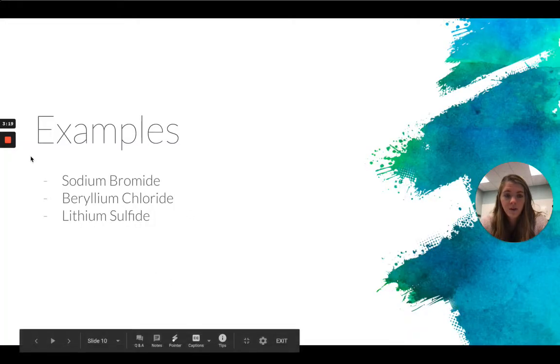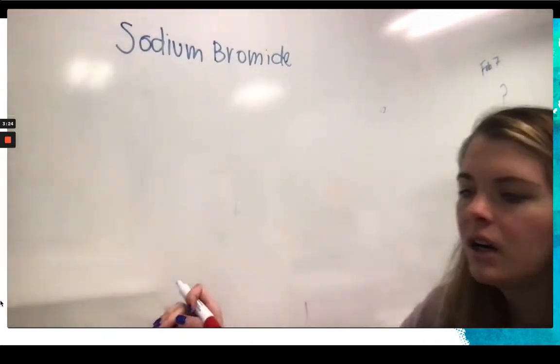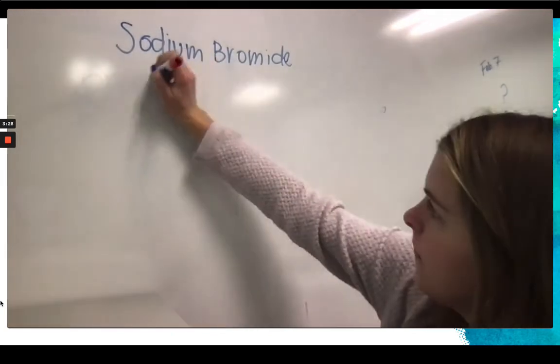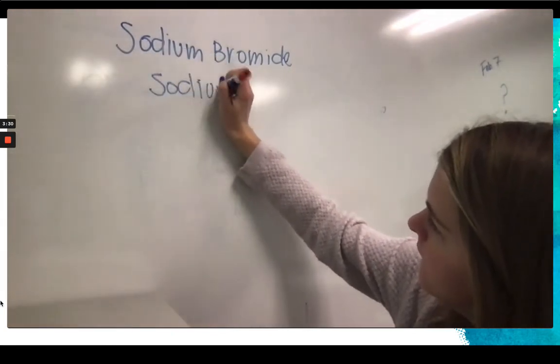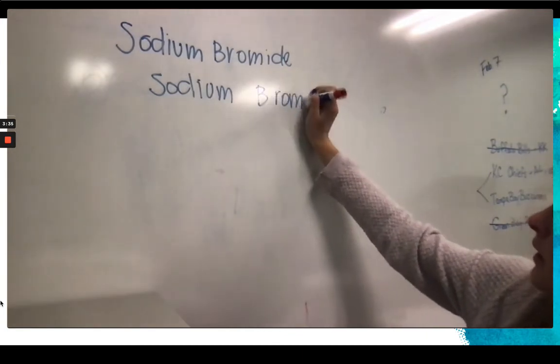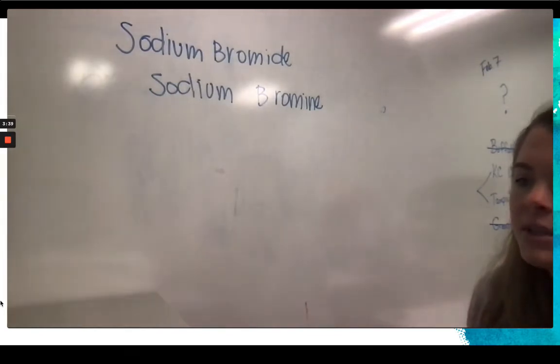Our first one we're going to look at is sodium bromide. So for sodium bromide, like our rules say, our first step is to name the elements. So we have sodium, and bromide is bromine. Our second step is to identify the charges.